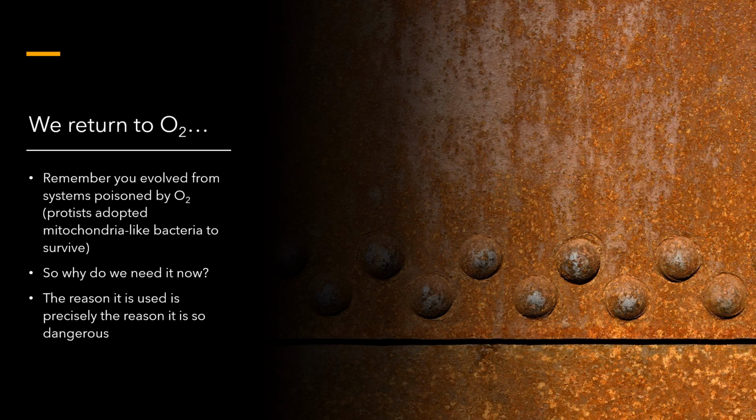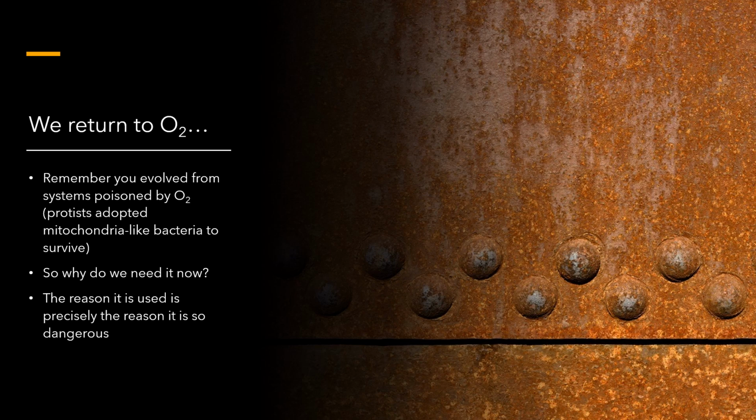So if that is the case, if our earliest ancestors were probably not in need of oxygen, so these were protists that probably lived in an anaerobic world and probably did quite well there, why do we need it now? And then the reason for this, and you'll see this as we move forward, is exactly the reason that oxygen, it turns out, is so dangerous.